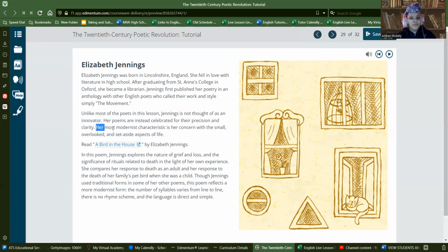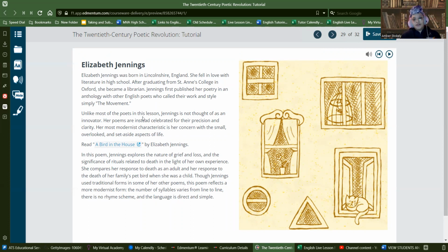It says her most modernist characteristic is her concern with the small, overlooked, and set aside aspects of life, which is another modernist thing, focusing on the perspective of one person day to day. So the excerpt that you're going to read is called A Bird in the House. Now go ahead and take a moment, pause the video, read that. And then there's only really one paragraph describing this. It's pretty simple. So just take a moment to read it and come back.